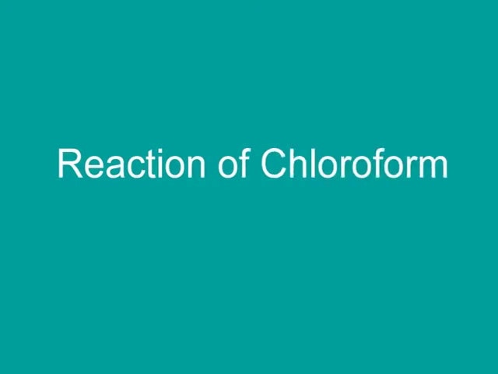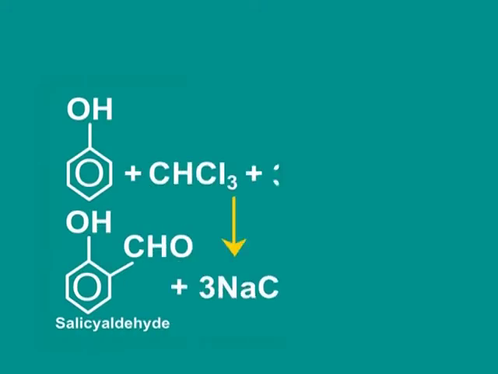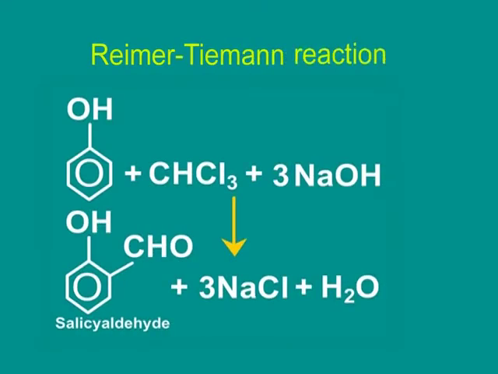We will now learn about the reaction of chloroform with phenol and alkali. When chloroform is heated with a solution of phenol in sodium hydroxide, salicylaldehyde is formed. The name of this reaction is the Reimer-Tiemann reaction.